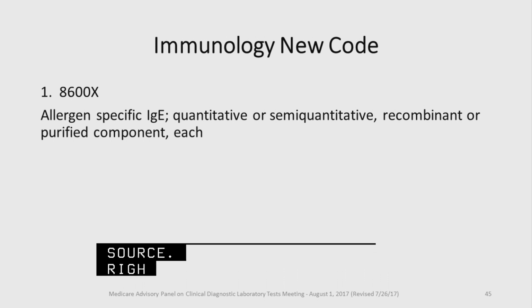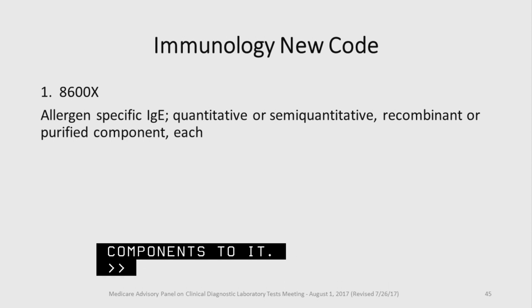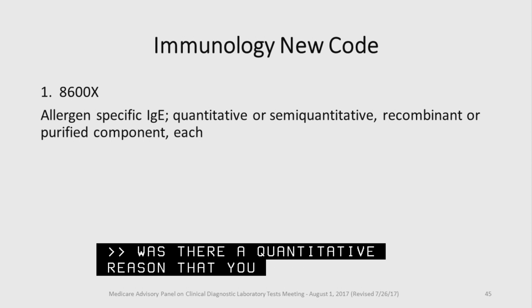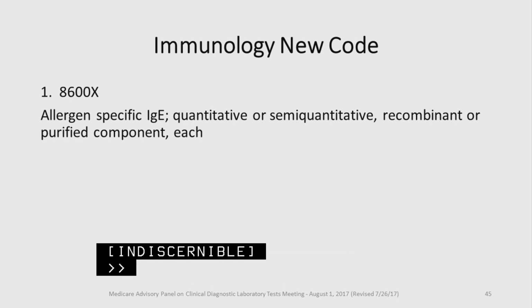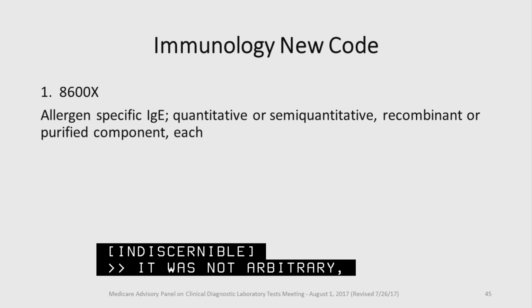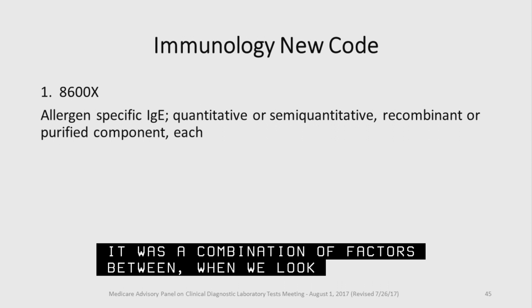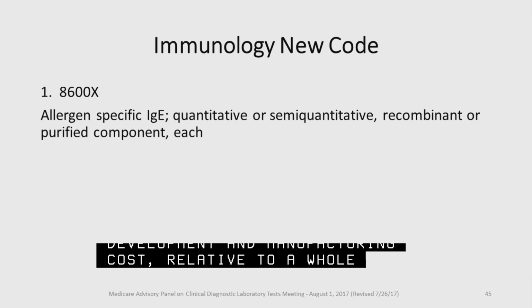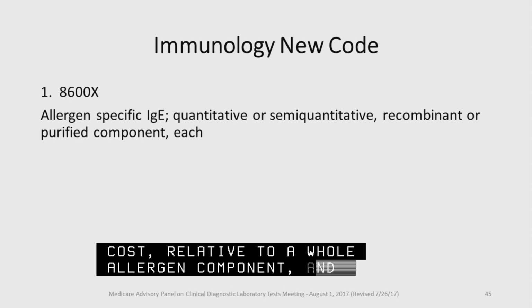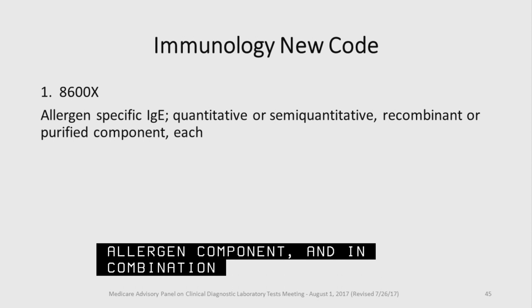Thank you. All right, Ms. Davis. Was there a quantitative reason that you came up with a unit of 5? Or is that just to express that it was more expensive? Yeah, no, it wasn't arbitrary. It was a combination of factors, when we look at our development and manufacturing costs relative to whole allergen components, and that also factors into the list pricing. So that's how we came up with that.